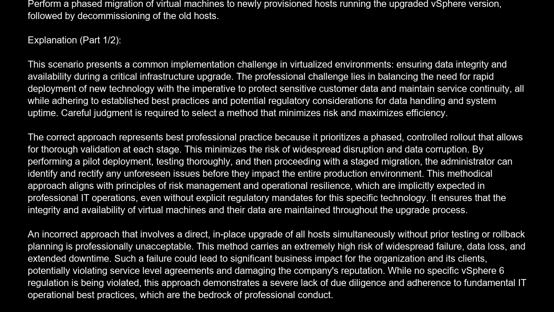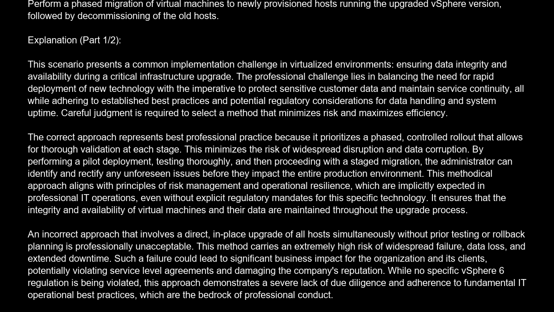The professional challenge lies in balancing the need for rapid deployment of new technology with the imperative to protect sensitive customer data and maintain service continuity, all while adhering to established best practices and potential regulatory considerations for data handling and system uptime. Careful judgment is required to select a method that minimizes risk and maximizes efficiency.